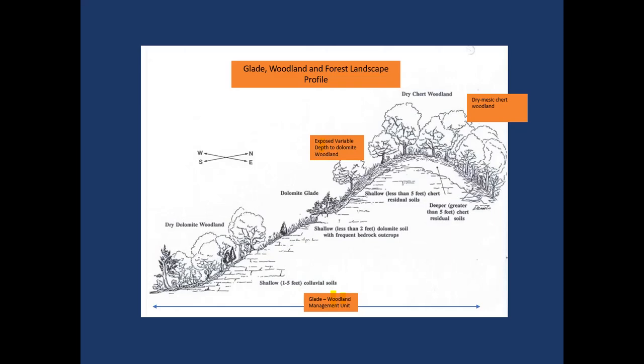So as you go from the dry dolomite woodland, below the glade, then above the glade, you have shallow, cherty soils. And then on the north-facing aspect, you go down into a dry mesic site, which eventually at the base of the slope will transition to a forest.